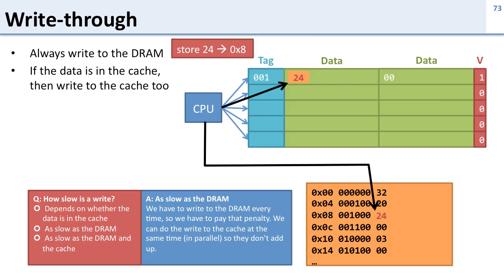Well, a write is as slow as the DRAM. We have to write to the DRAM every time, so we have to pay that penalty. We can do the cache and the DRAM access at the same time, so we don't have to pay both the cache and the DRAM penalty. We can overlap them.